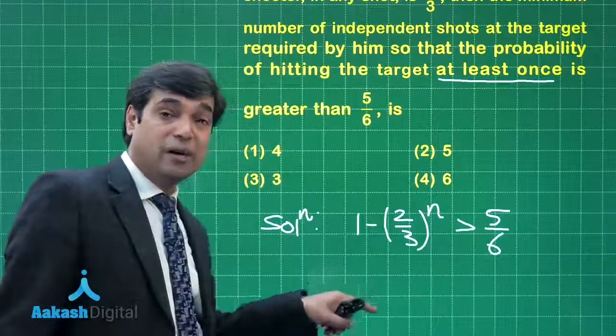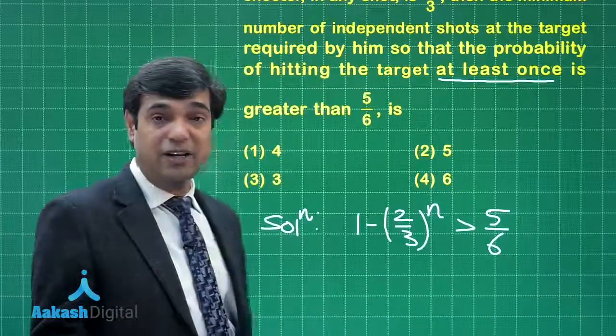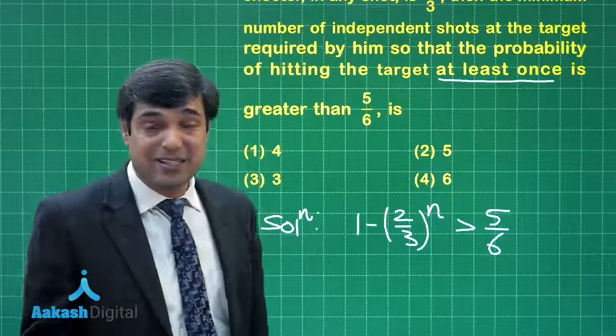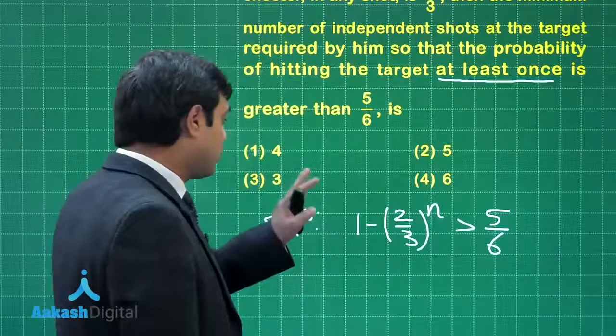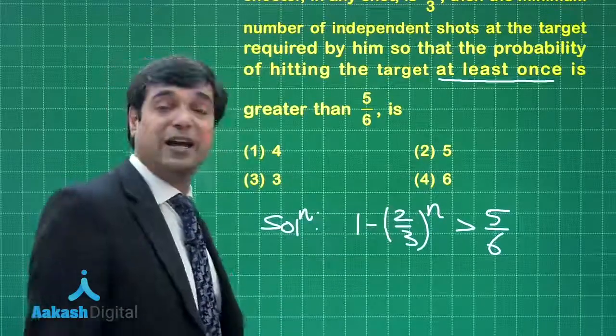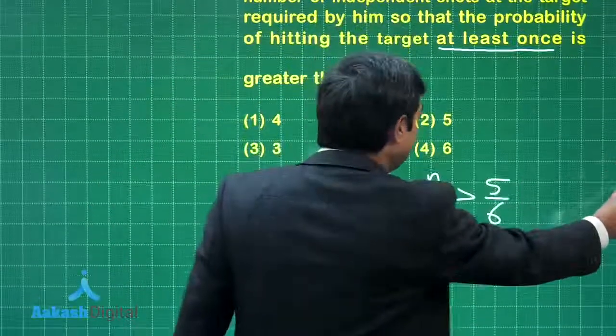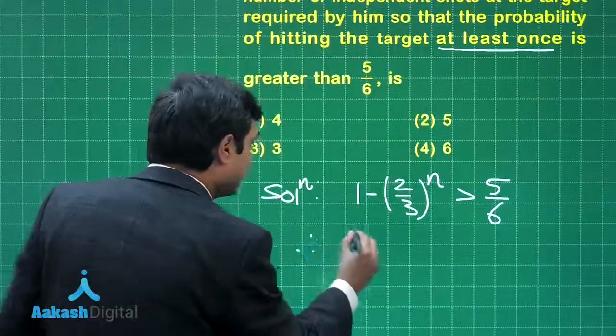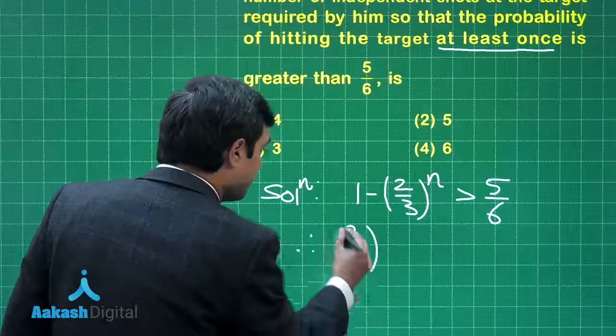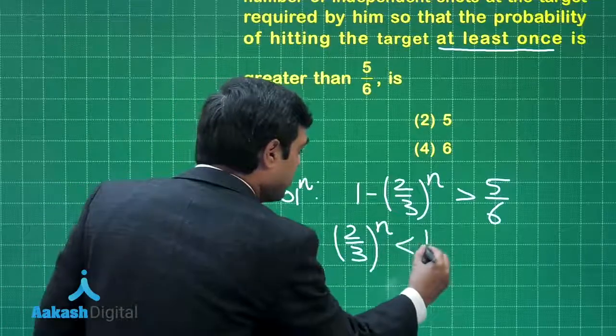Why is it 2 by 3? Because hitting the target is 1 by 3. So, not hitting the target or missing the target becomes 2 by 3. So, 1 minus 2 by 3 raised to the power n must be greater than 5 by 6. Just simplify this term, it gives you 2 by 3 raised to the power n must be less than 1 by 6.